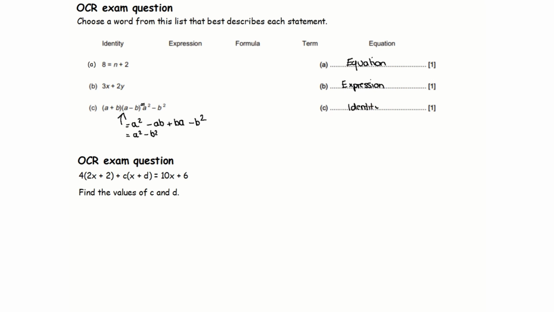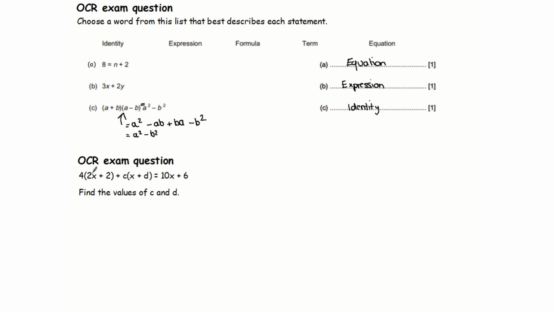So remember, if you're trying to identify if something is an identity, it needs to be the same on each side of your equal sign. The alternative question is a 5-mark question which looks a little bit more complicated. However, if you lay it out, it's not as complicated as it first might seem.